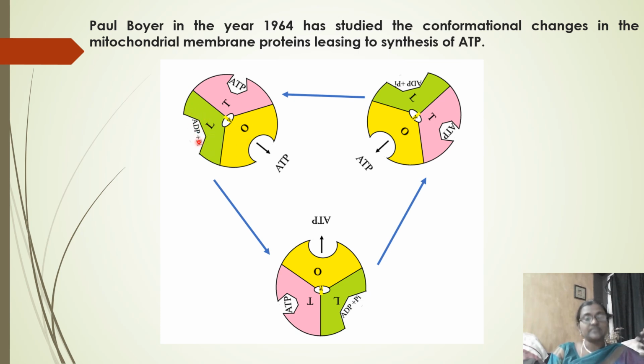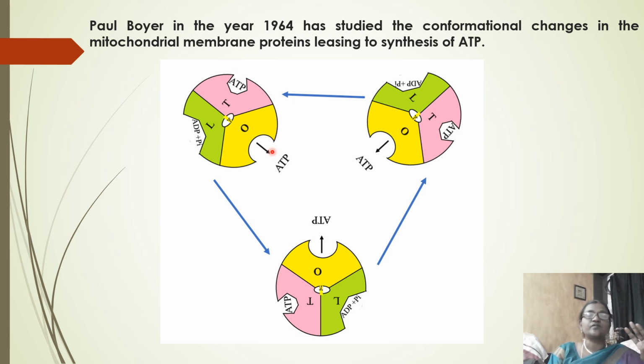Then the L changes to T. So in T, what happens is ATP synthesis will be taking place. Once ATP is synthesized, then it has to open up and release the ATP. So this is how, during the cycle of conformation, the three beta subunits will be going through all the three forms.